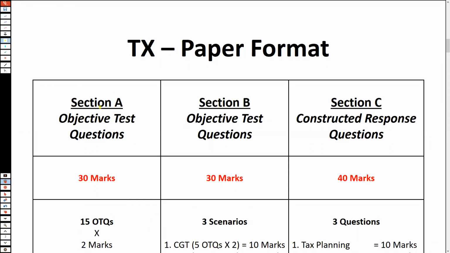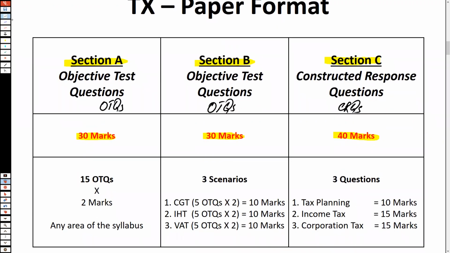The taxation paper is divided into 3 sections. Section A is for 30 marks, B for 30 marks, and Section C for 40 marks. In Section A, there are objective test questions. Same in Section B, these are objective test questions, and in Section C, constructed response questions are there.